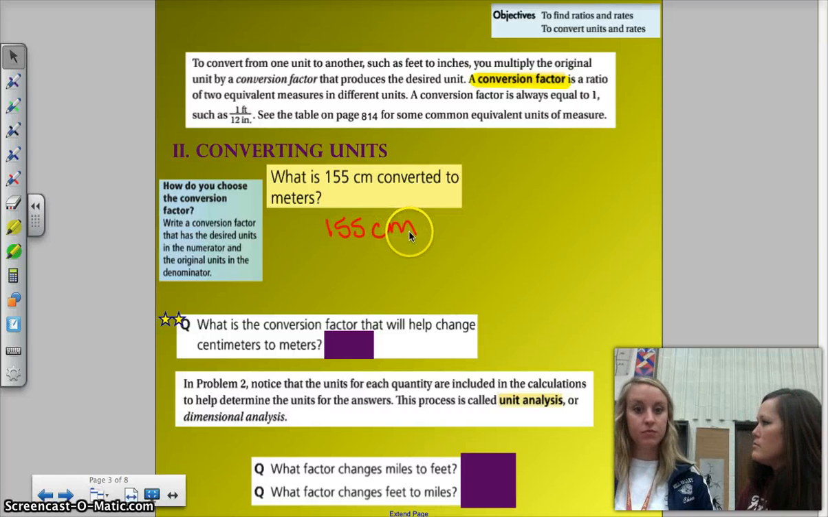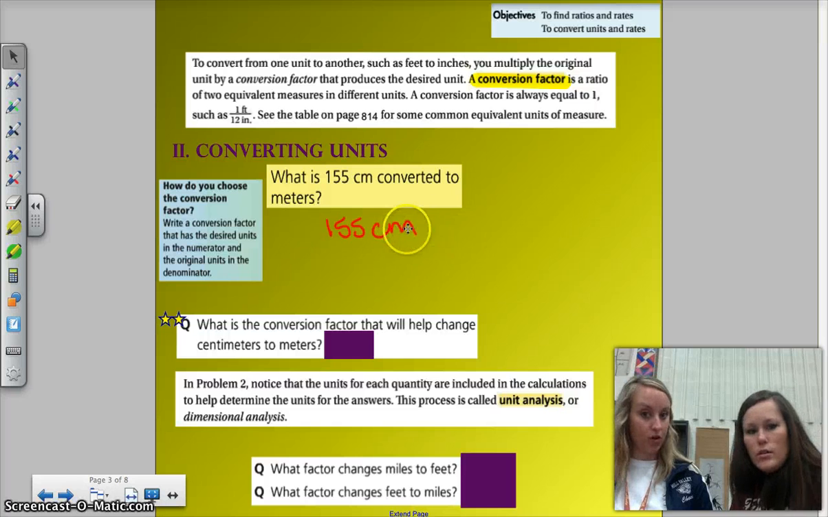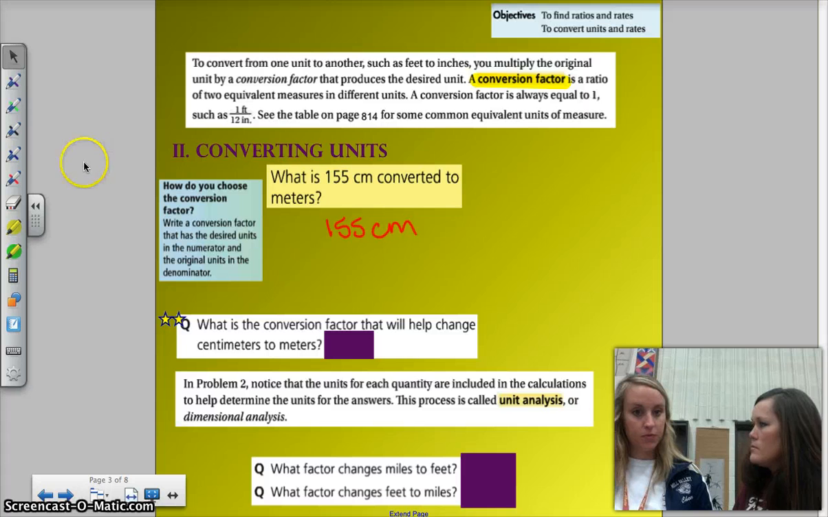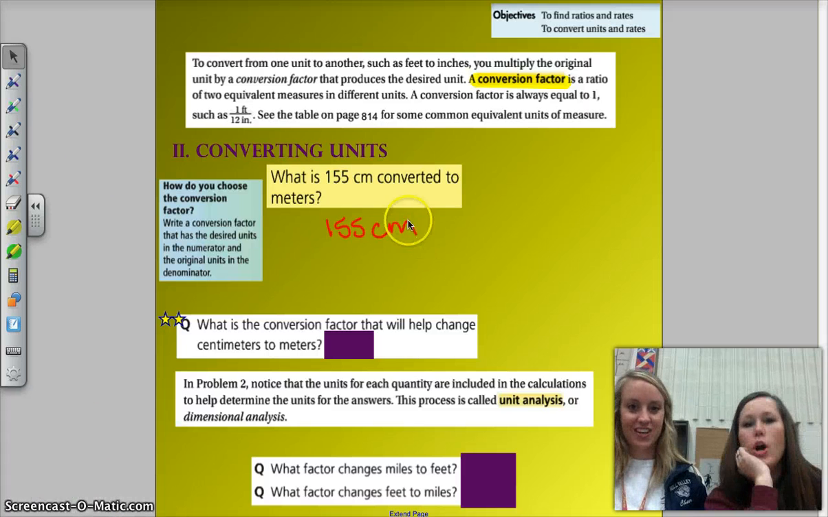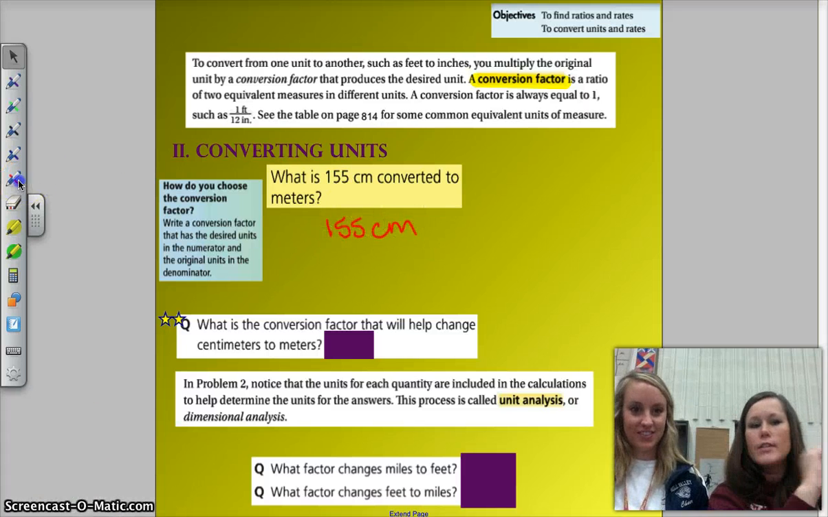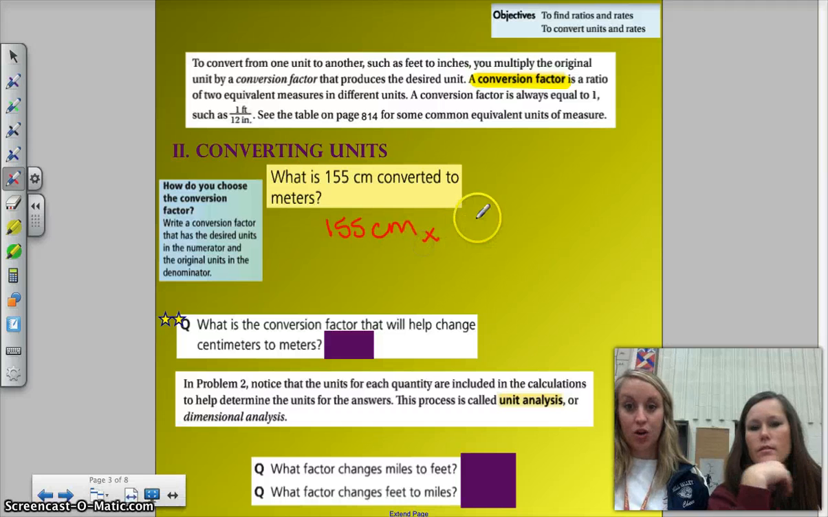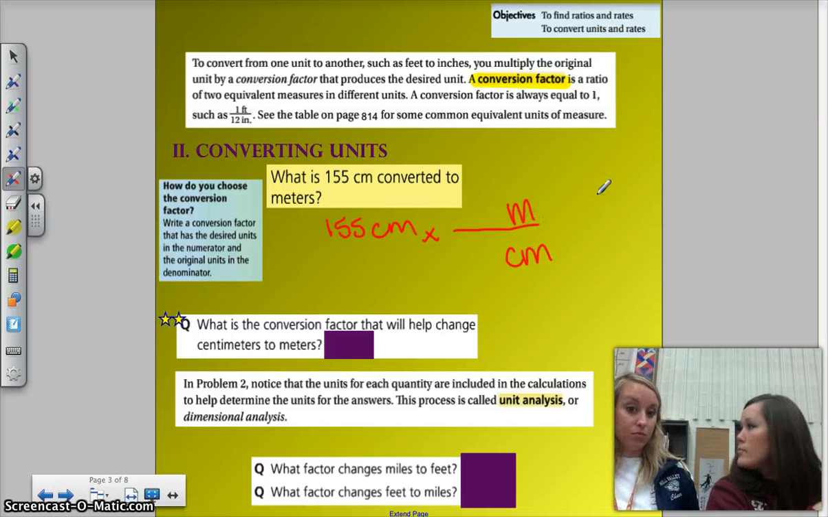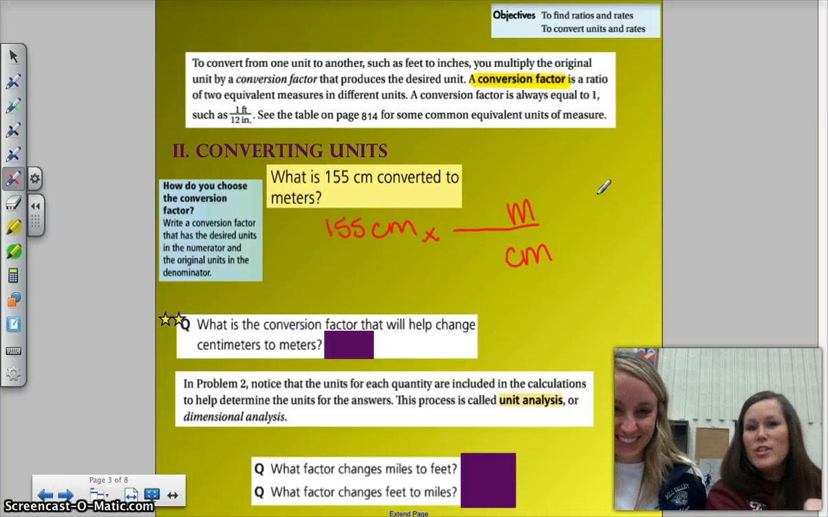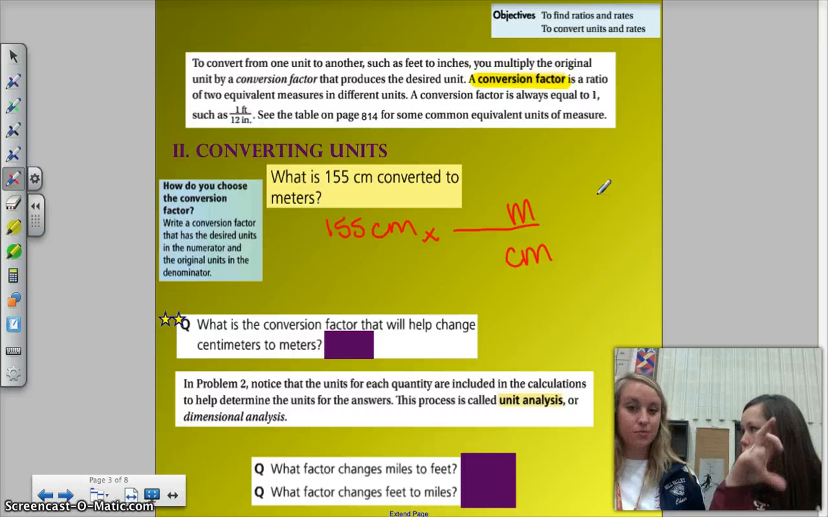Centimeters are the original units, so centimeters go in the denominator. So we're going to do 155 centimeters times our conversion factor. I need to take my centimeters and have that on the bottom. And I want to convert this to meters, so that goes on the top. Now go back to page 814, which will give you your conversion factor.